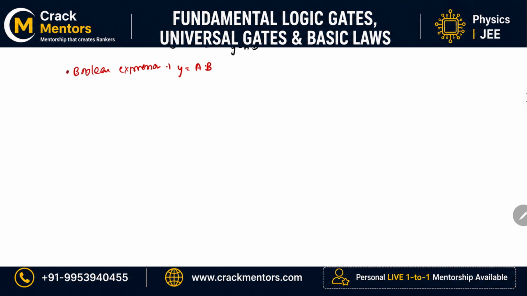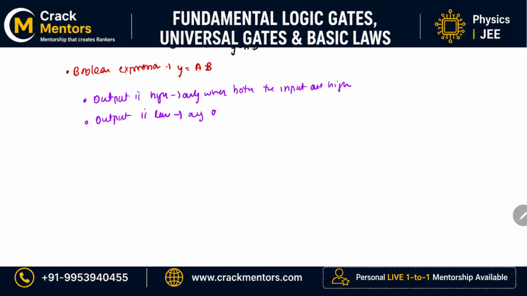Is that clear? What is the main key feature of the AND gate? Your output is high only when both the inputs are high. And the output is low when any one of the inputs is low. So if any one of the inputs is low, the output will be low, and when both of the inputs are high, the output is high.